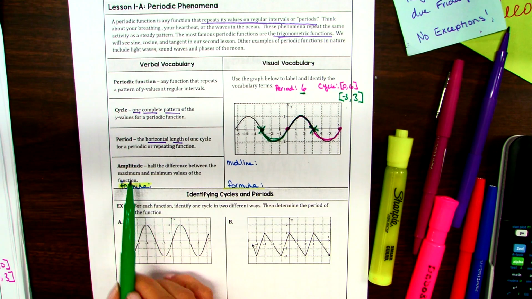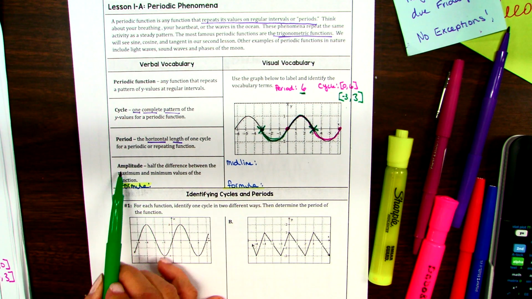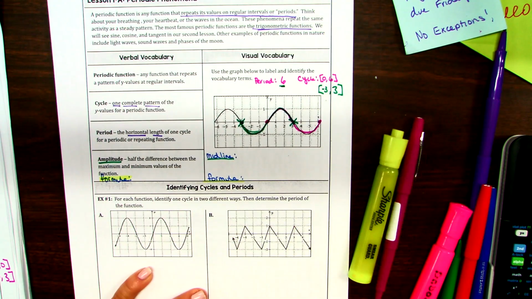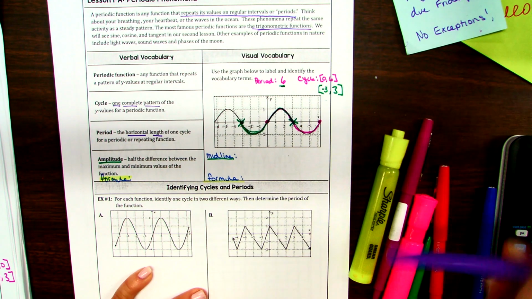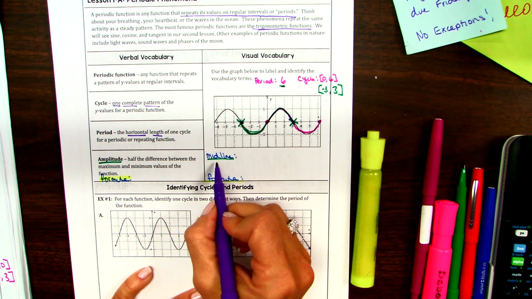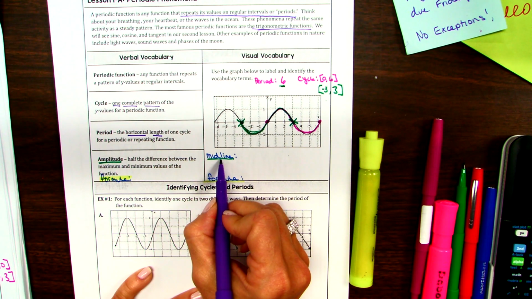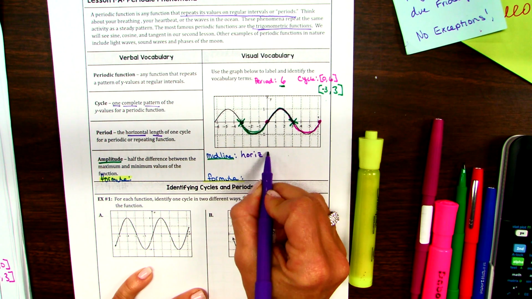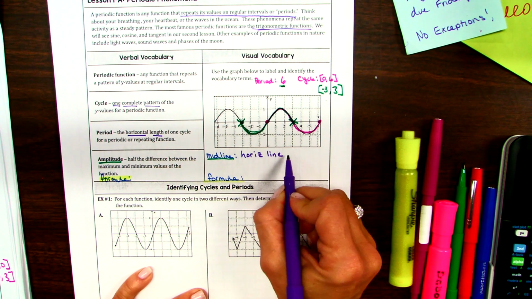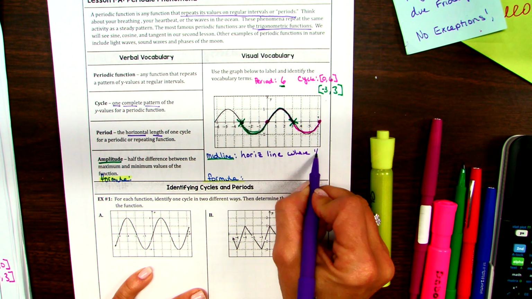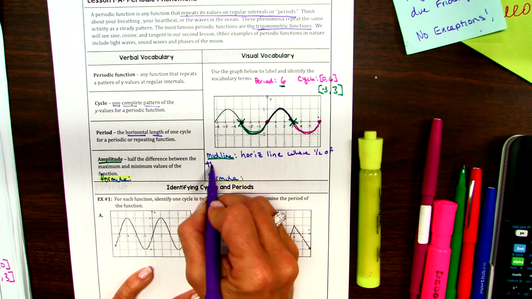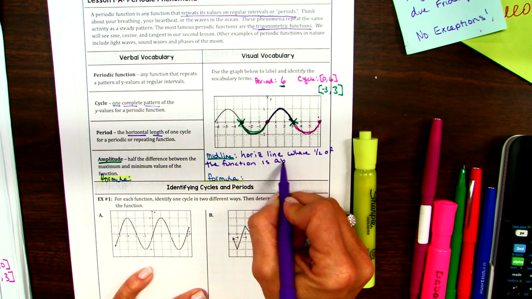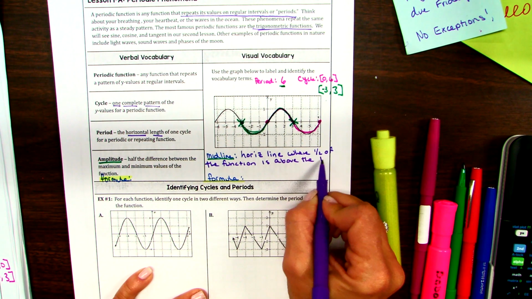Now we're going to talk about something called amplitude and midline. These two go together. And midline was not put on here. We're going to add it on here because midline makes life easier. Midline is exactly what it sounds like. It's a line in the middle of your graph. It is the horizontal line where half of the function is above the line and half is below.